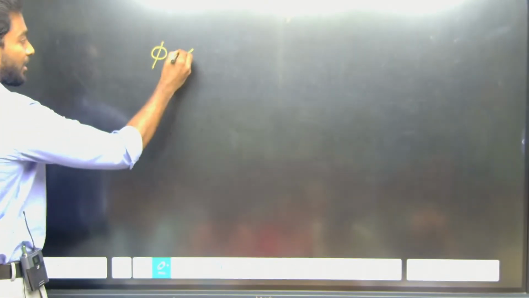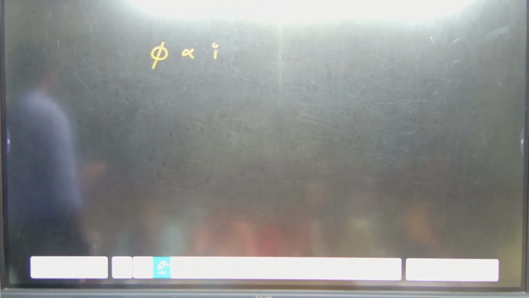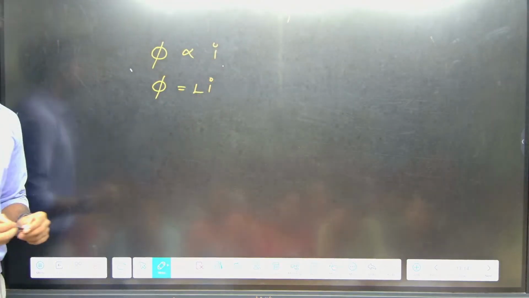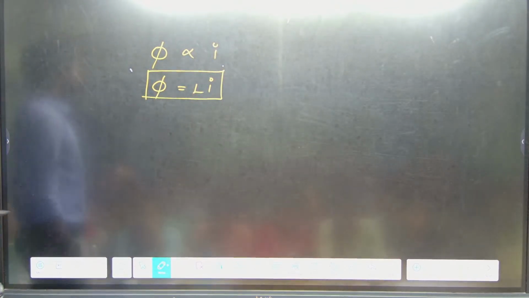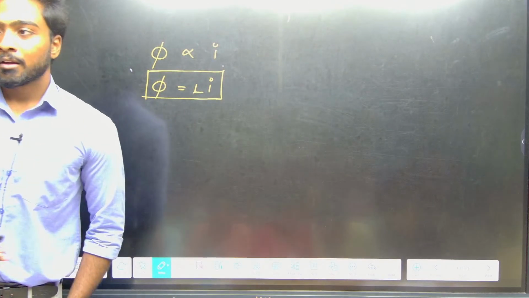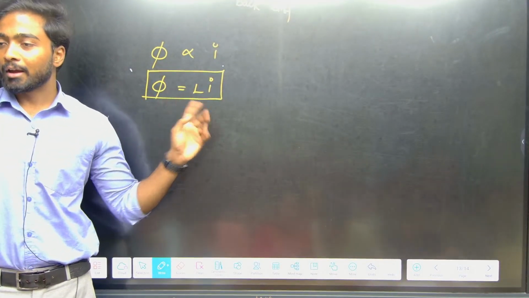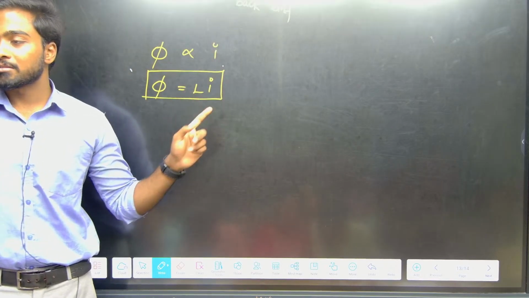So can I write that flux is directly proportional to current? If current increases or decreases, flux also increases or decreases, yes or no? To remove the proportionality, we are adding a constant called L. That L is called self inductance. Now we are going into the topic of self inductance. We are already in the topic of self inductance only. Now I have introduced the term L, that is self inductance.